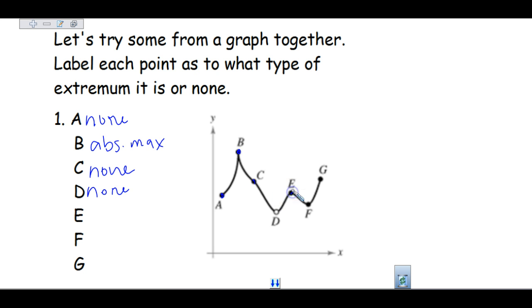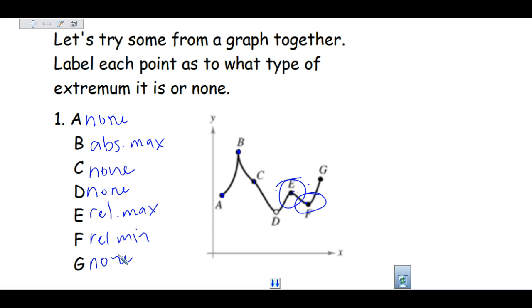Point E looks like a high point in this general vicinity, so it gets to be labeled as a relative max. Point F is a low point in this general vicinity, so it's labeled as a relative min. And G doesn't appear to be either. It's not a high point or a low point because we don't have other points on the other side of it, so it's none.